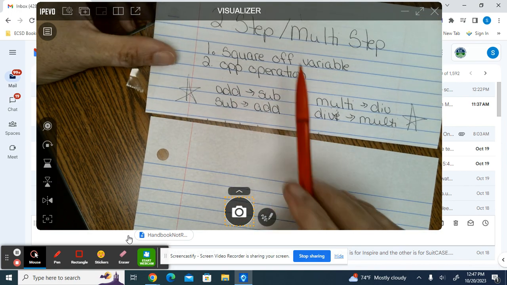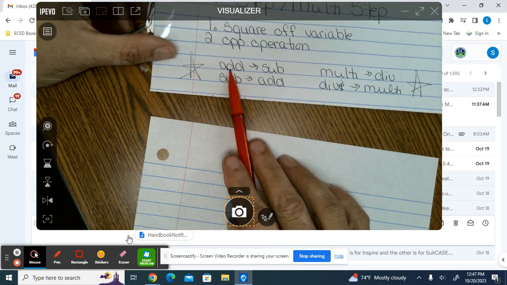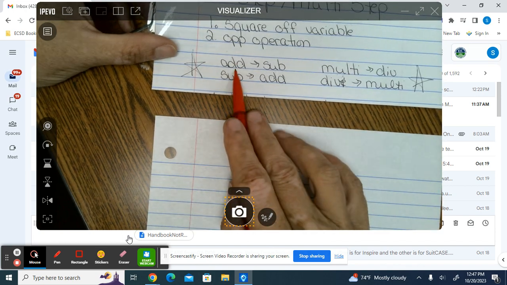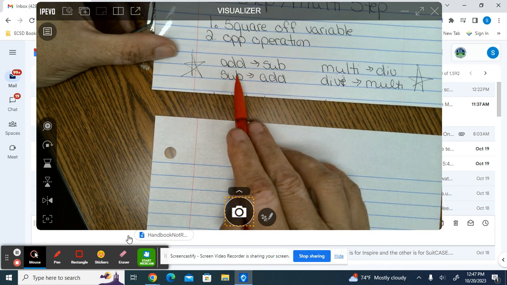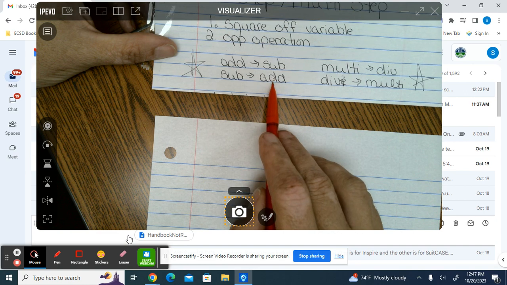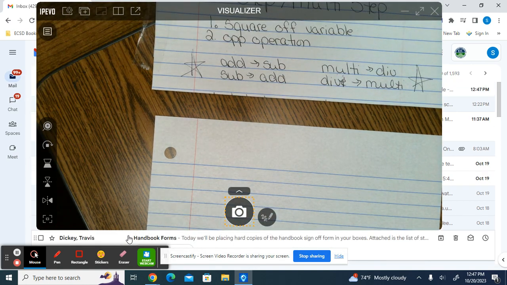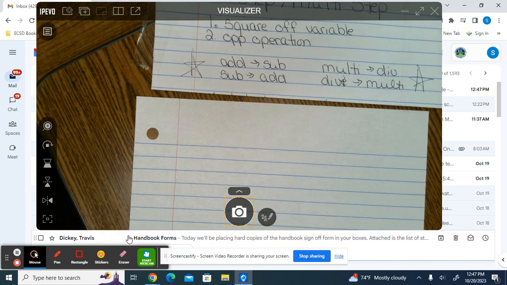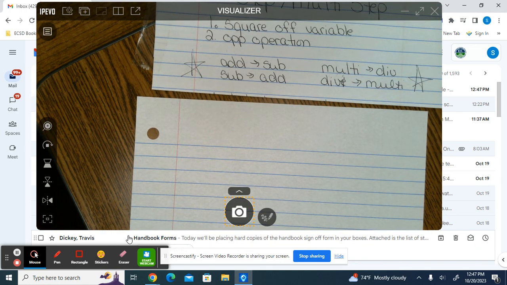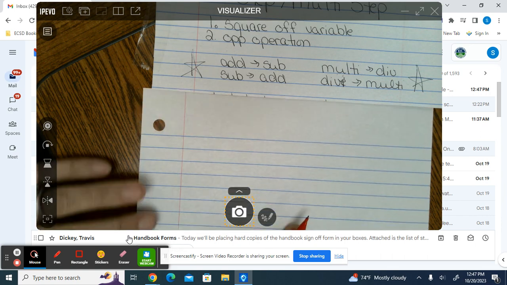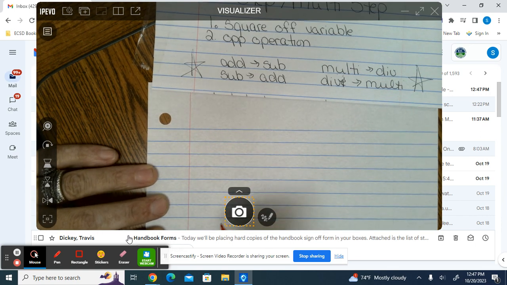Just as a quick reminder, if you're adding a constant, you're going to subtract it. If you're subtracting, the opposite is addition. The opposite of multiplication is division. And with division, the opposite is going to be multiplication. So don't get overwhelmed when working with two-step equations.